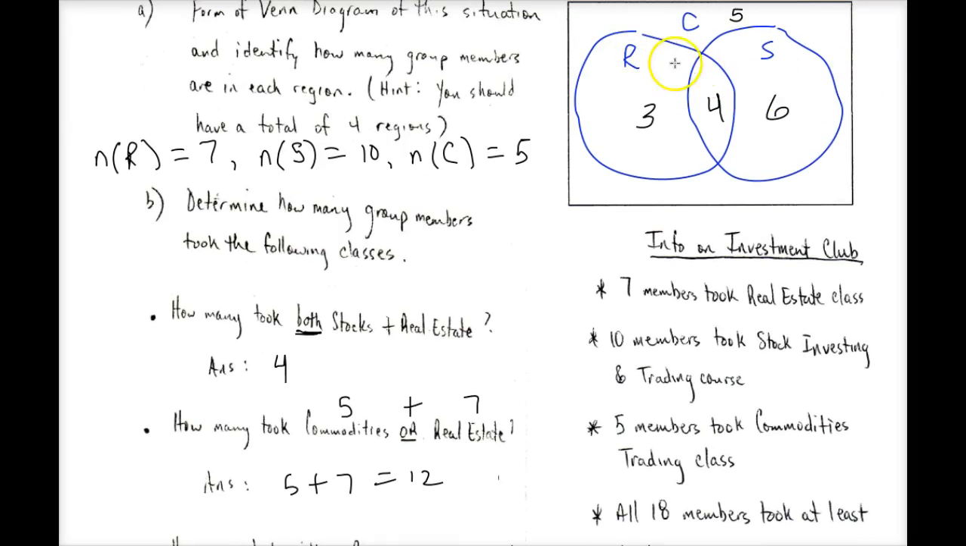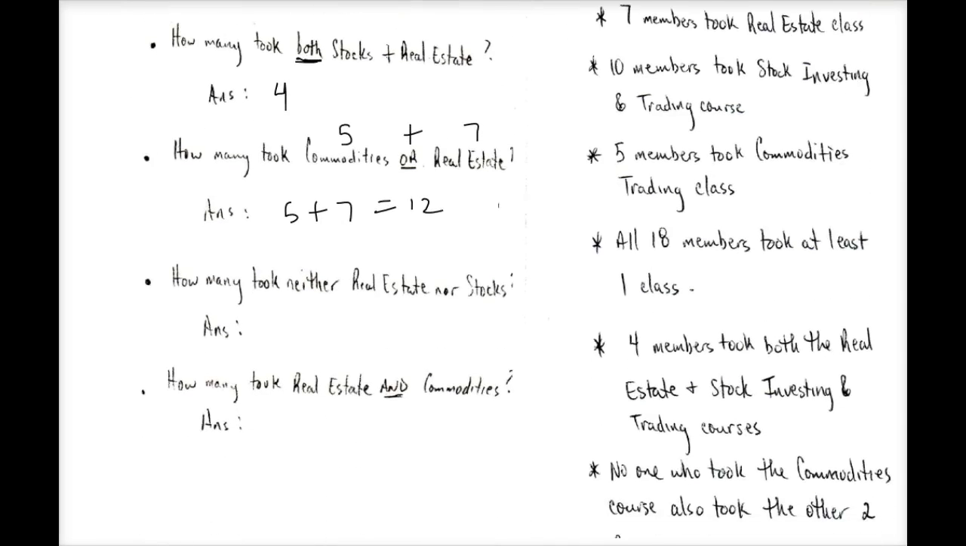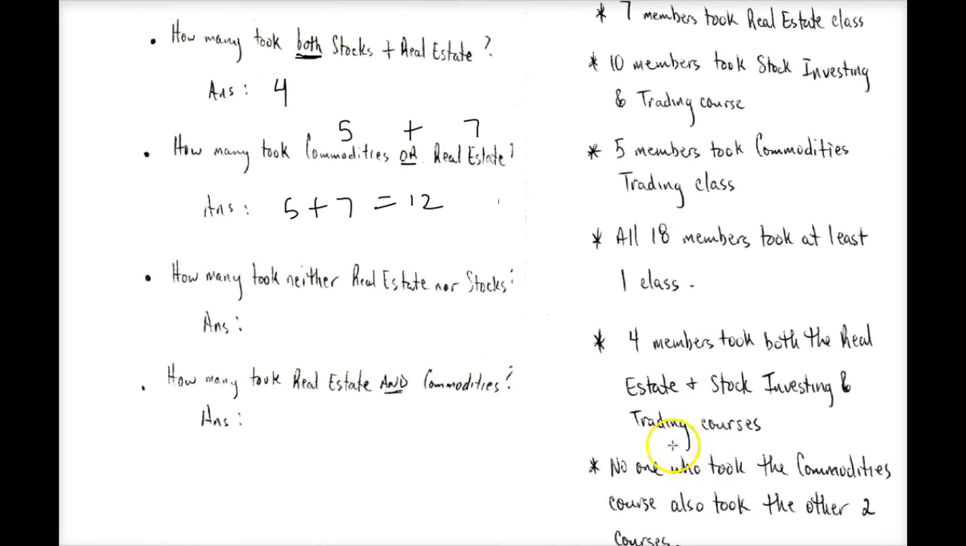Okay. If we look to the next question, it says, how many took neither real estate nor stocks? So that means how many people did not or do not belong in the set R or the set S? Well, we know that that's exactly the number of people who took the commodities class, because we know that everyone who took the commodities class did not take the real estate or stock investing class. So that would be 5 people.